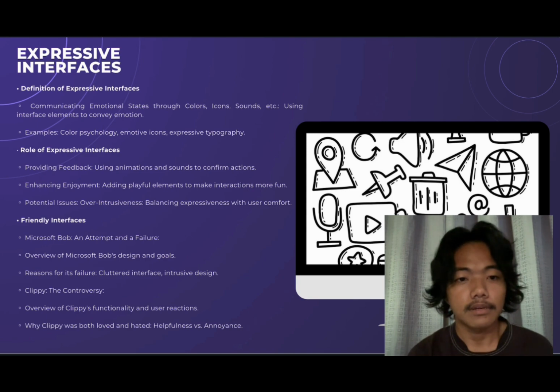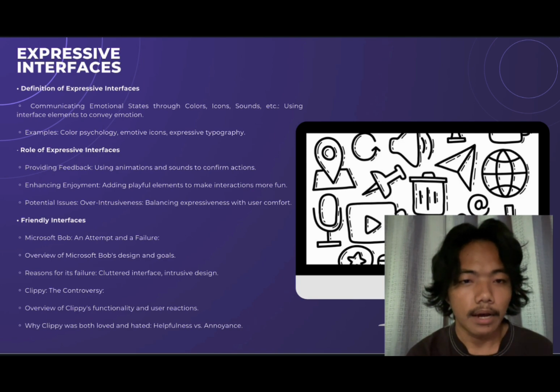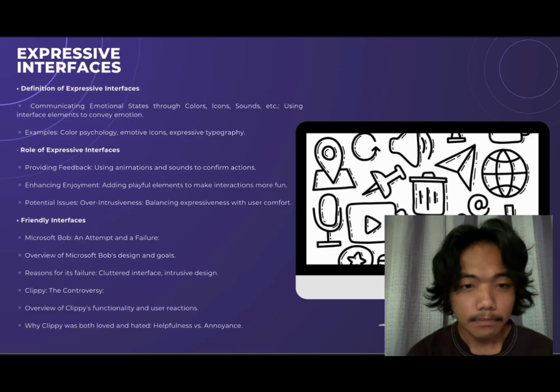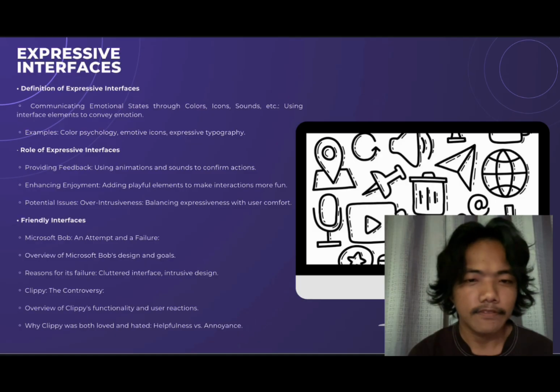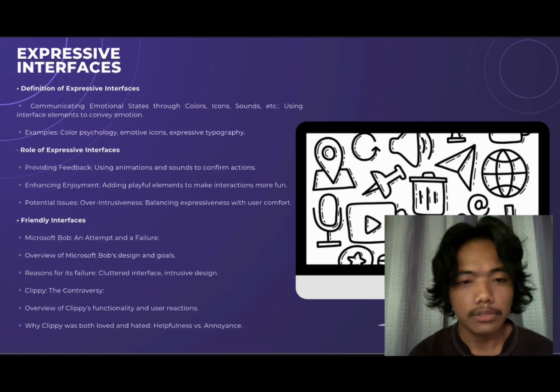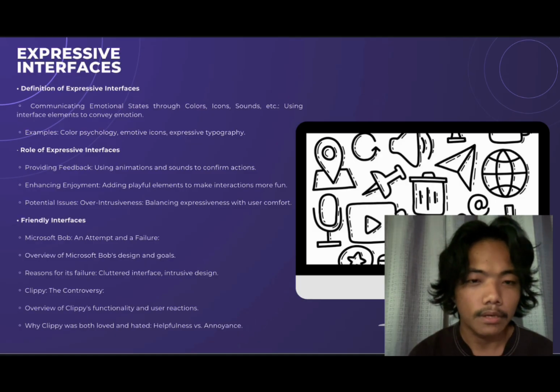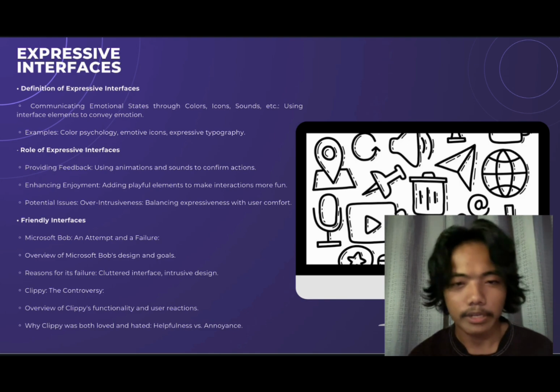Friendly interface: Microsoft Bob, an attempt and a failure. Overview of Microsoft Bob's design and goals. Reasoning for its failure: cluttered interface, intrusive design. Clippy and controversy. Overview of Clippy's functionality and user reactions, and why Clippy was both loved and hated: helpfulness versus annoyance.